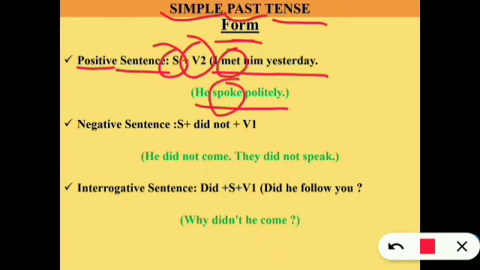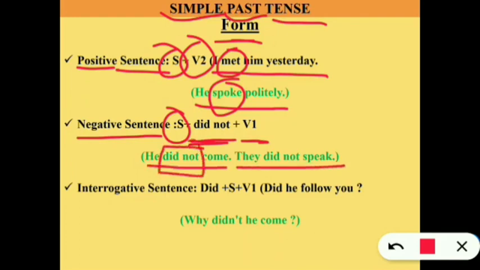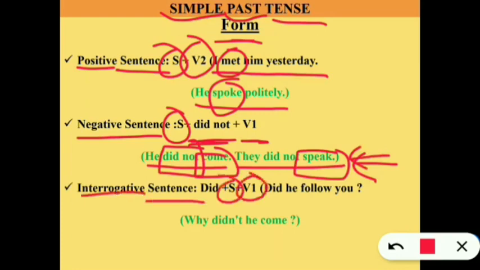Alright. Negative sentence: subject, did not, and verb 1. So here, he did not come. They did not come. With did we have made it negative, and come and speak are verb 1. Interrogative sentence: did, subject, and verb 1. Did he follow you? Why didn't he come? So this is how simple past tense is written.